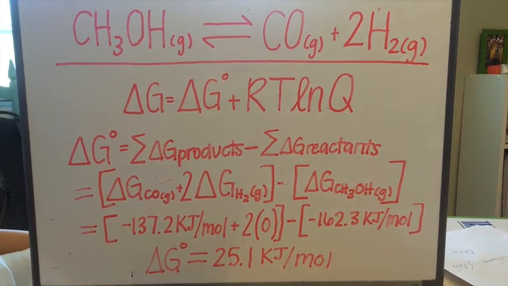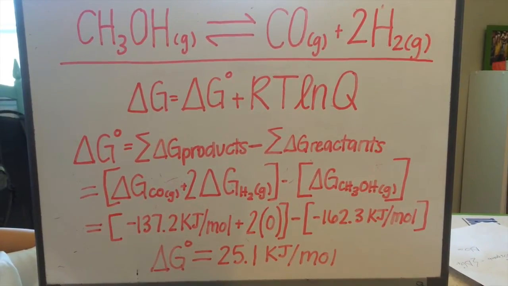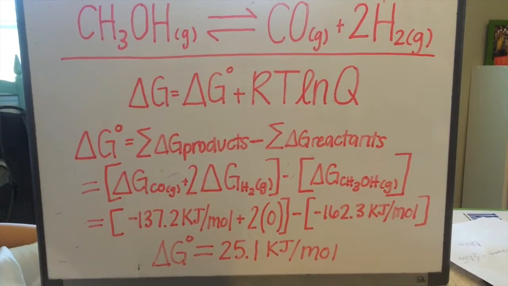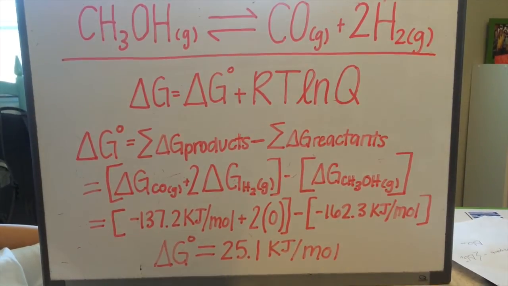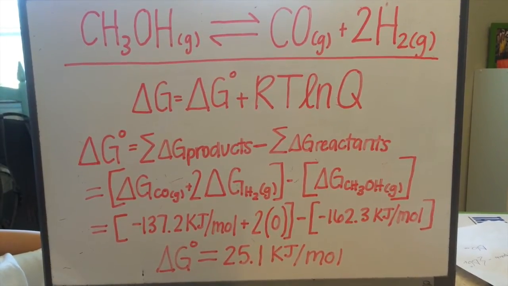To find delta G naught, we use the equation: the sum of delta G of the products minus the sum of delta G of the reactants. For this problem, we use delta G of carbon monoxide gas plus 2 times delta G of hydrogen gas minus delta G of CH3OH gas.